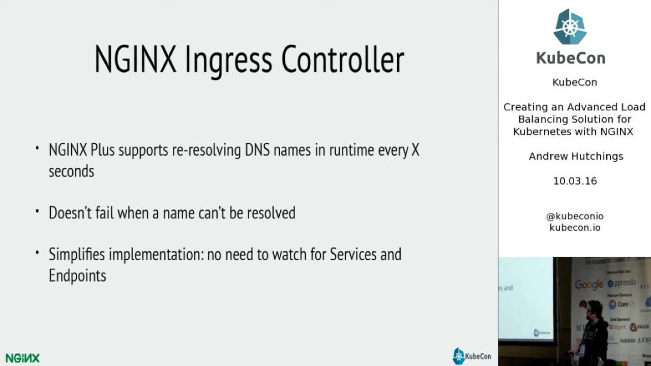So for Nginx Plus, we support re-resolving DNS names every X seconds. I'm not quite sure what it's configured to do, but it's pretty quick on our Ingress controller. But for the open source version, we only do DNS resolving on the first startup of Nginx. So we have to set IP addresses for the backends on the Nginx open source version. There's no need to watch for services and endpoints with Nginx Plus. This means it makes the implementation a lot easier.